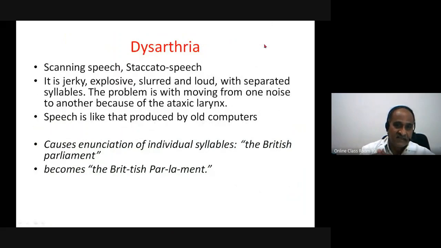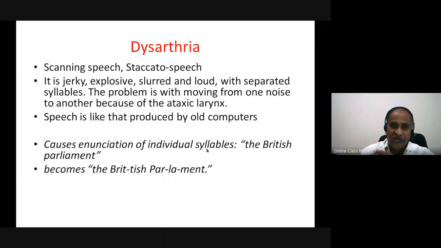Then dysarthria. This is called a scanning speech or a staccato speech. It is jerky, explosive, slurred, and loud, with separated syllables. The problem is moving from one sound to another because of the ataxic larynx. The laryngeal muscles are not coordinating with each other, and that is why you get this type of speech. Here, speech is like that produced in old computers, with enunciation of the individual syllables.